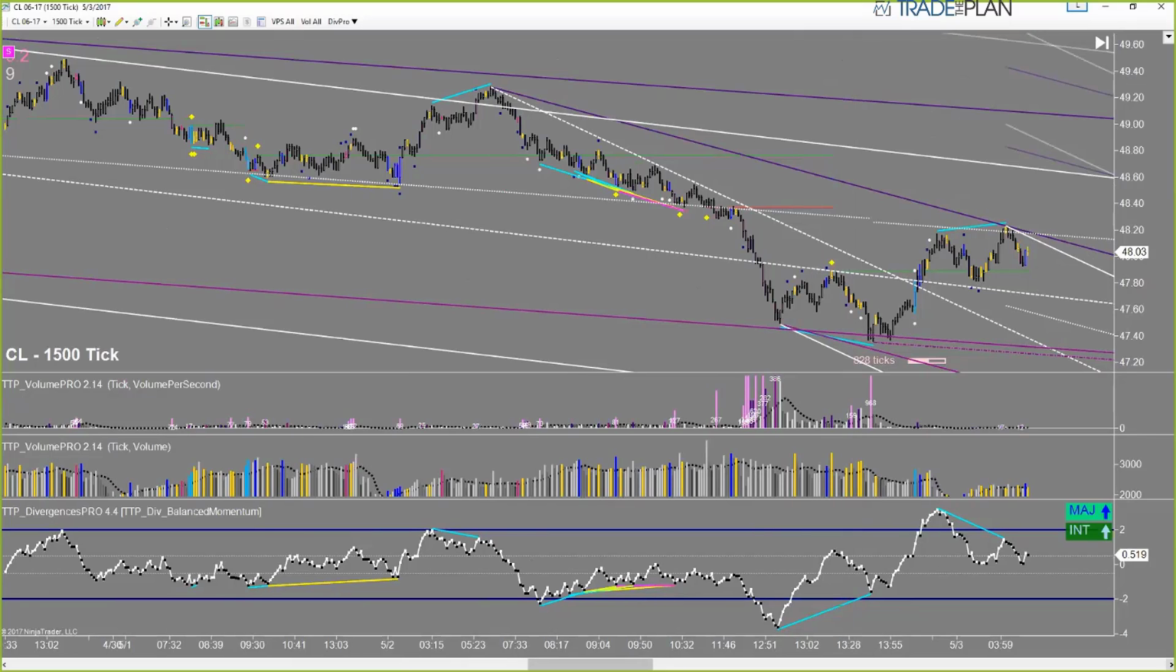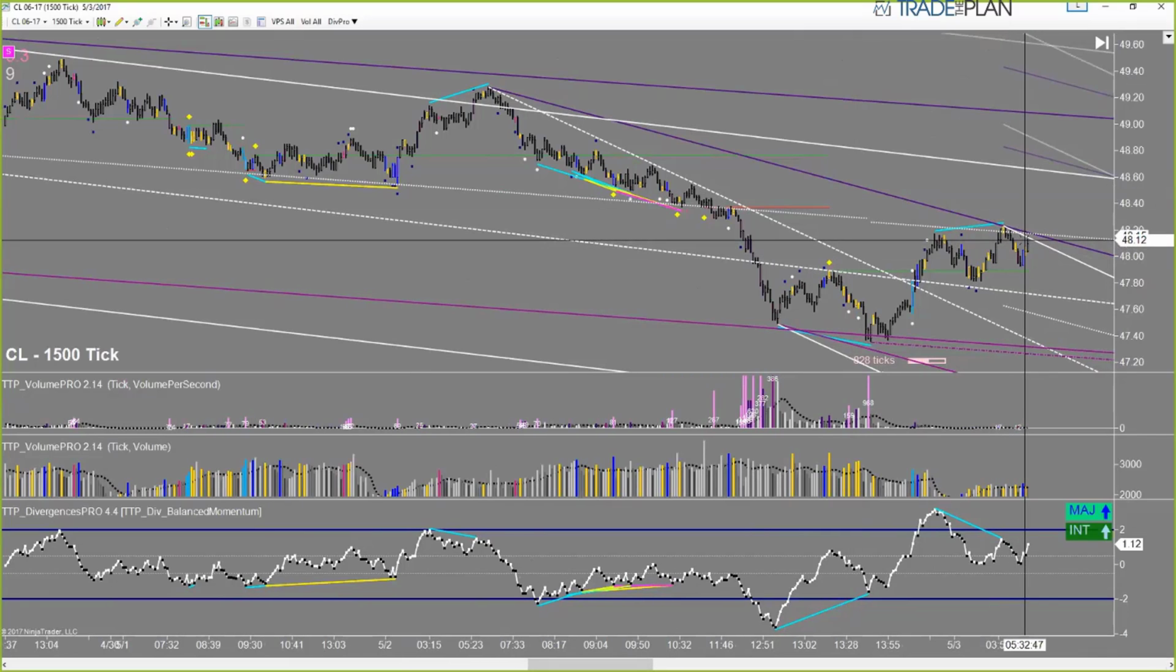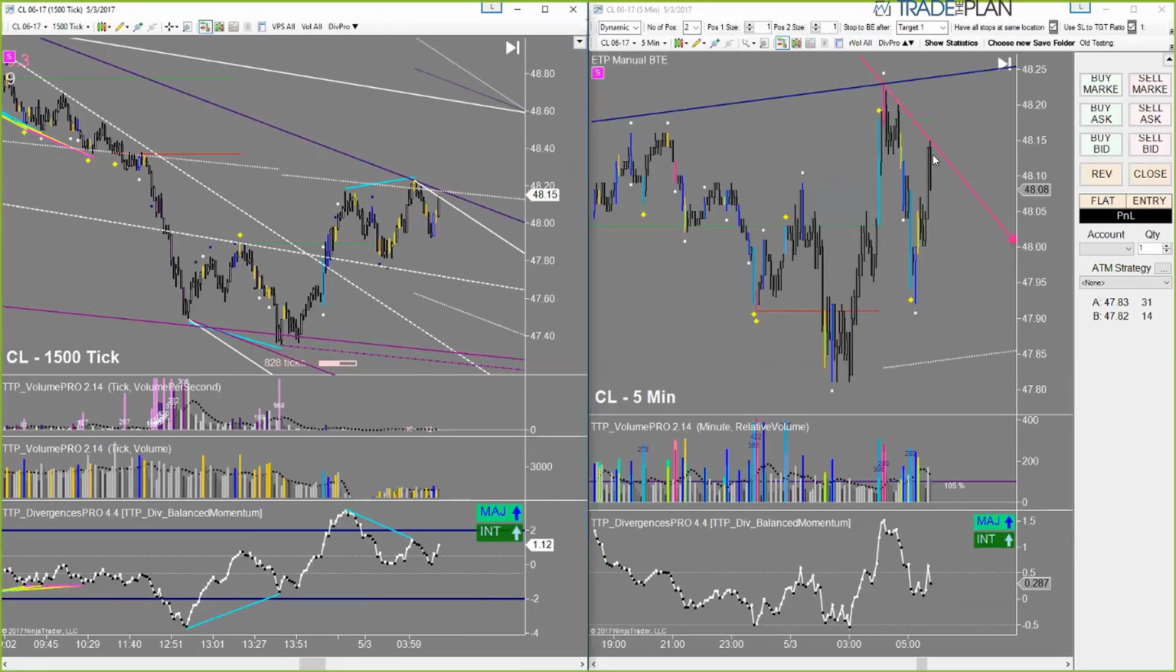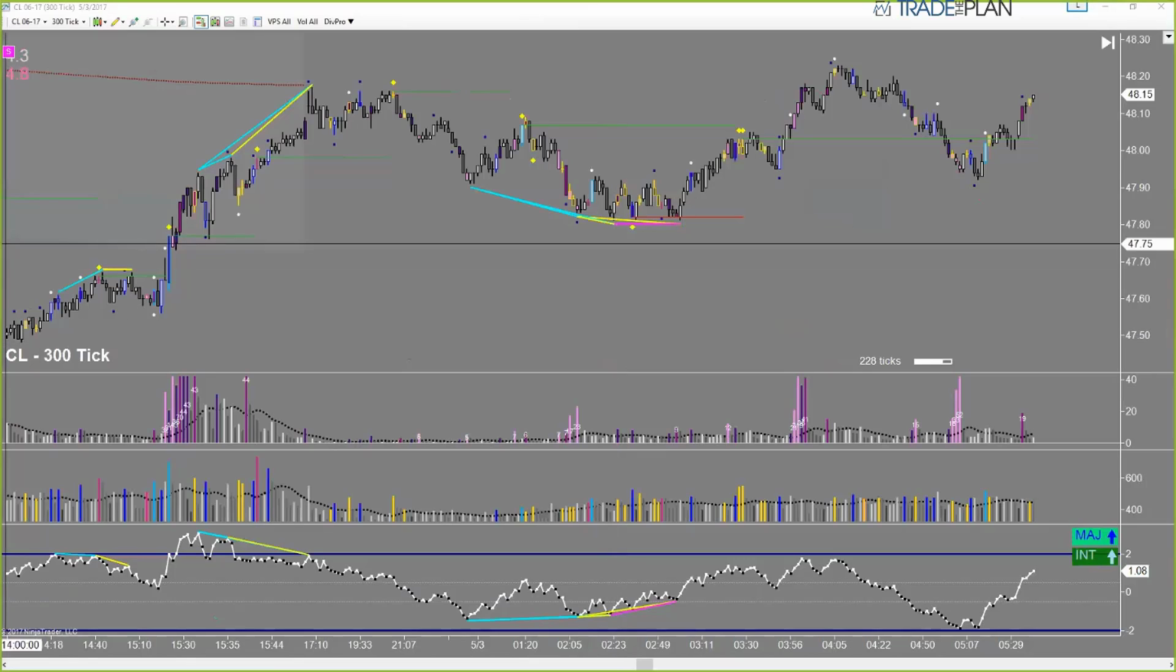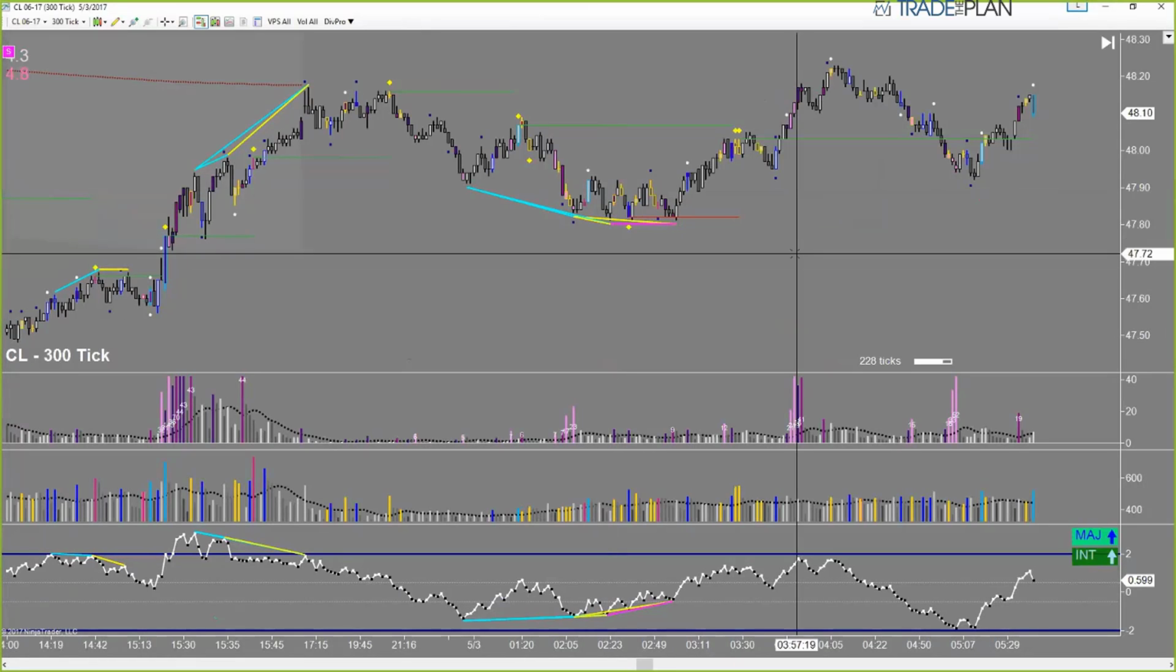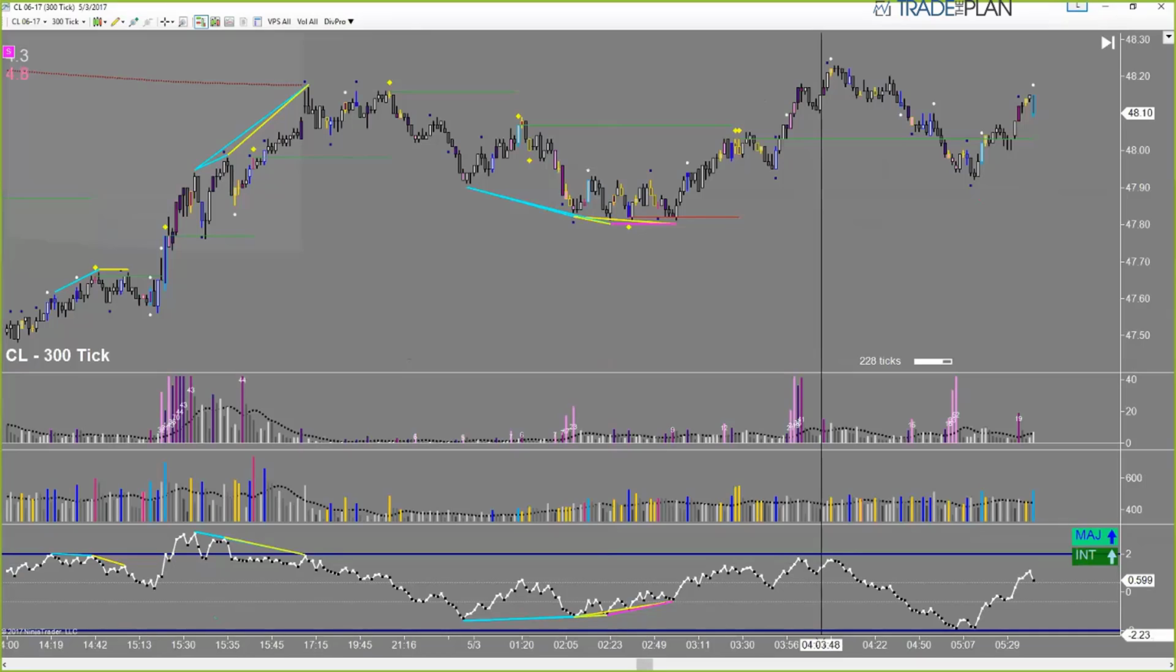Okay, and here is the pullback that we're looking for. That's really all we need right there. We've got the downtrend line, we've got the downsloping upper median line. Now let's see what we have over here.